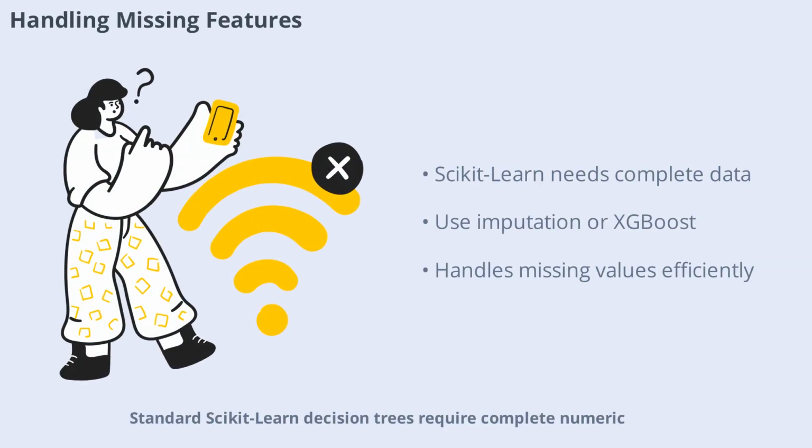Standard scikit-learn decision trees require complete numeric matrices and do not handle missing features natively. The industry standard is to use imputation transformers to fill in missing values, or to use advanced frameworks like XGBoost or LightGBM, which can route missing values to an optimal default node during training. For example, a flight booking platform with missing baggage weight data can use XGBoost to automatically learn the best way to handle these missing values, improving model performance.